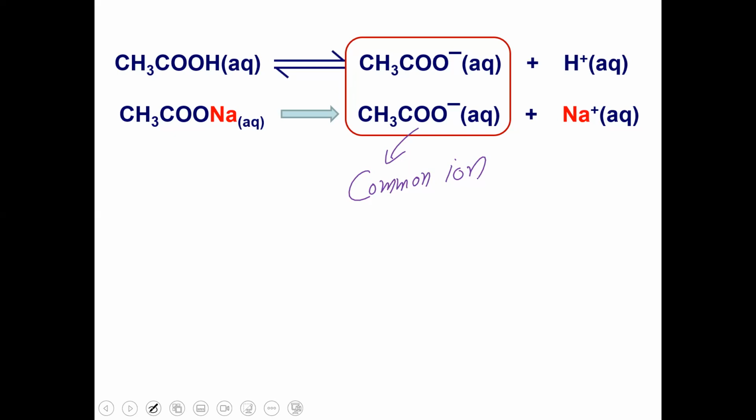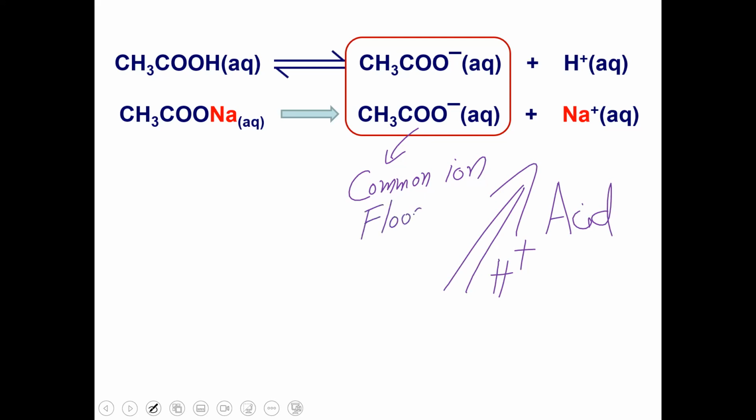I've copied. Now assume that by mistake you have added an acid in this solution. Acid means you have added a good amount of H plus. Now H plus enters the solution, and H plus will find CH3COO minus. CH3COO minus are flooded. They are huge in number. Why are they huge in number? Because they are being provided by the soluble salt. Now H plus will go and combine with the negative ion.